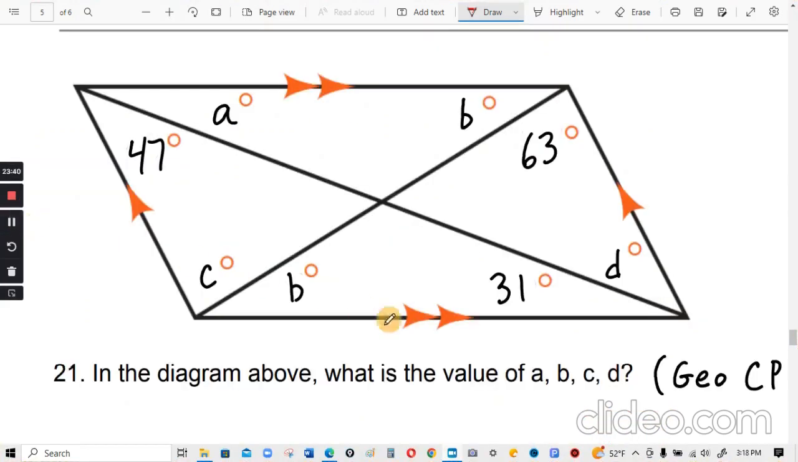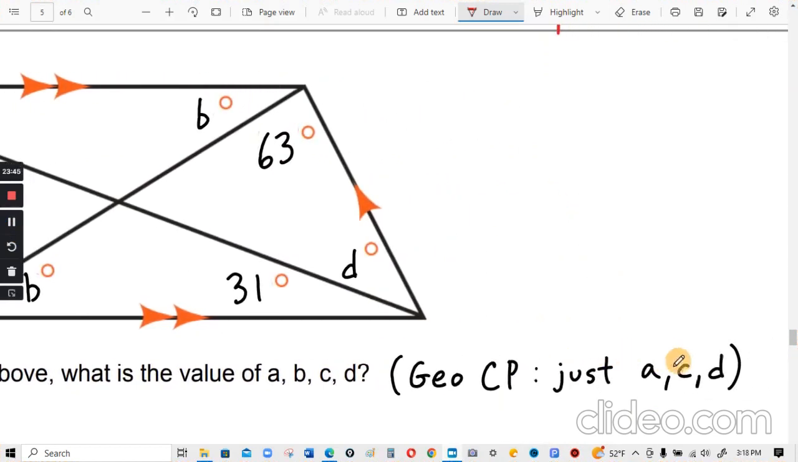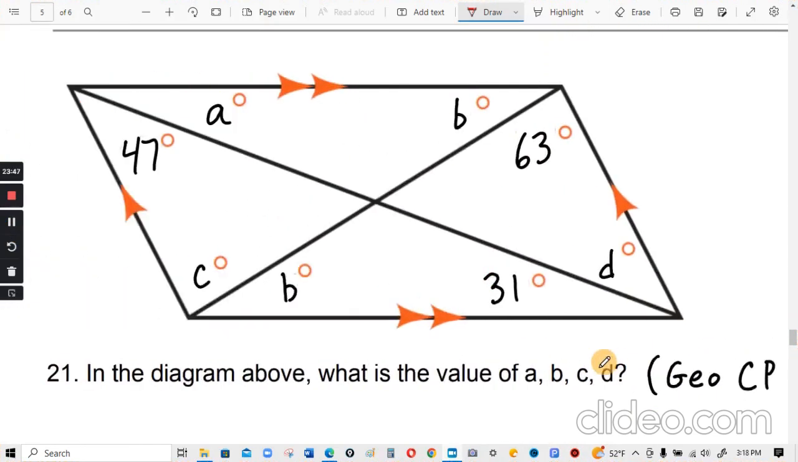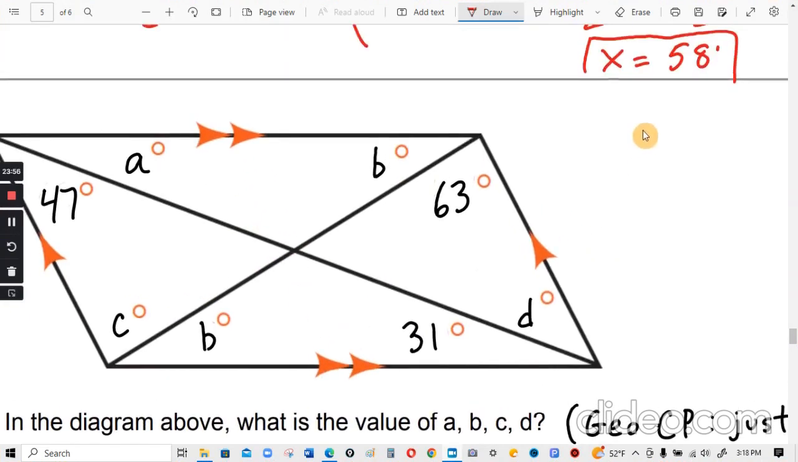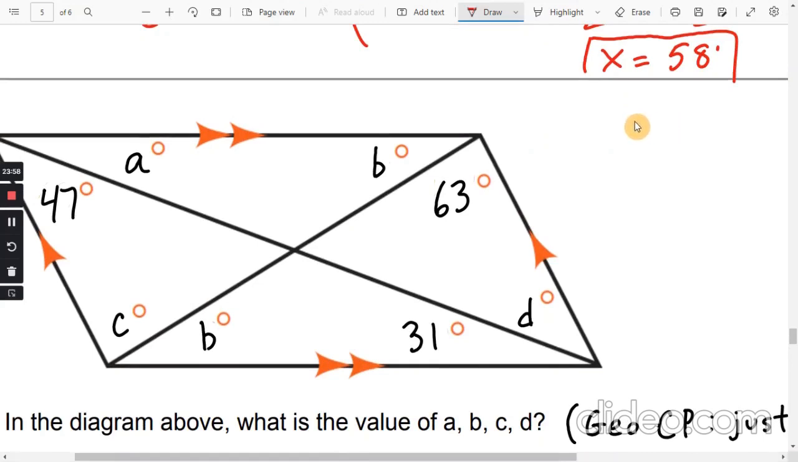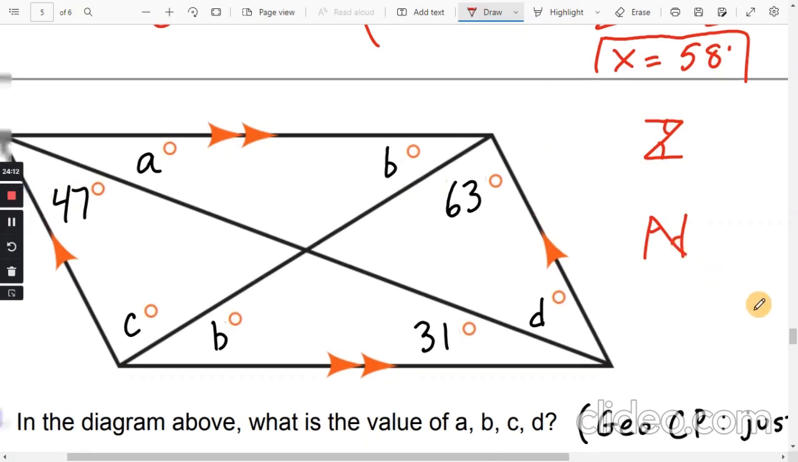Okay, in this diagram, we want to find A, B, C, and D. For college prep, you don't have to find B. So when you have these parallel lines, we have them on both sides, top and bottom, left, right. You want to look for the Z shape or the N shape. And the angles inside the Z or inside the N are going to be congruent because they are alternate interiors.